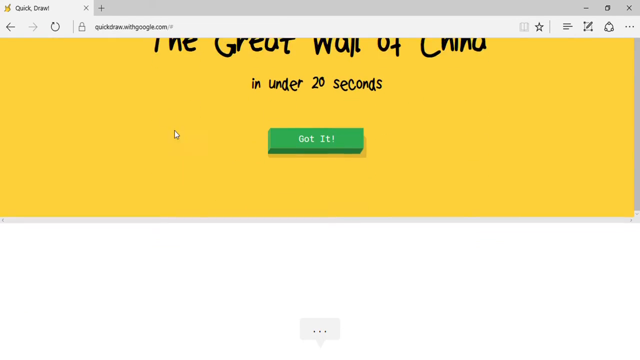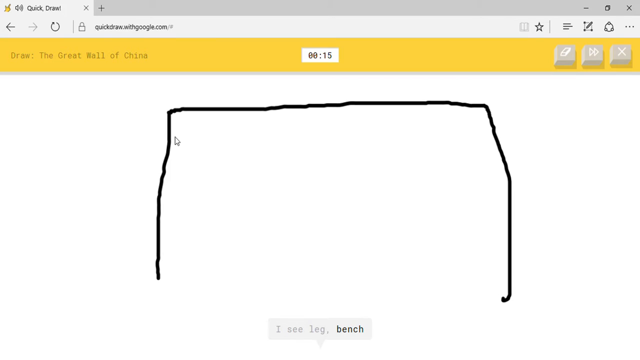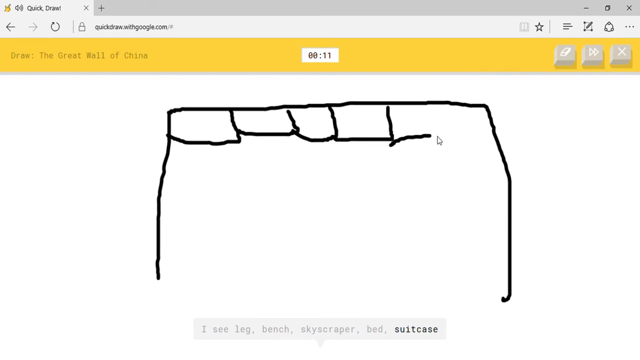The Great Wall of China. It looks... I don't even want this. What does the Great Wall of China look like? I've never been to China. Is it a bench, a skyscraper, a bed, or a suitcase?